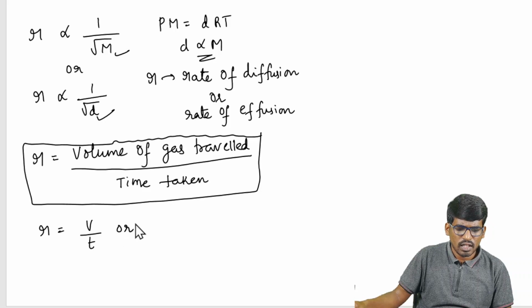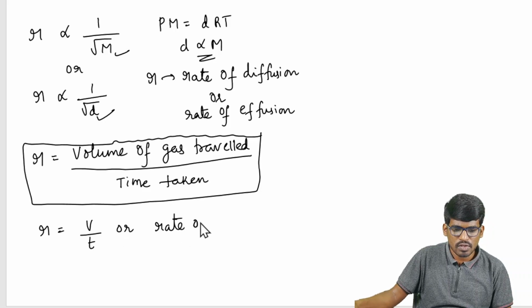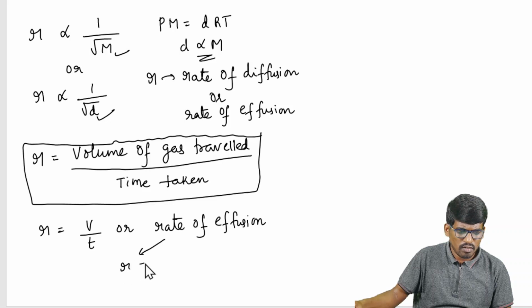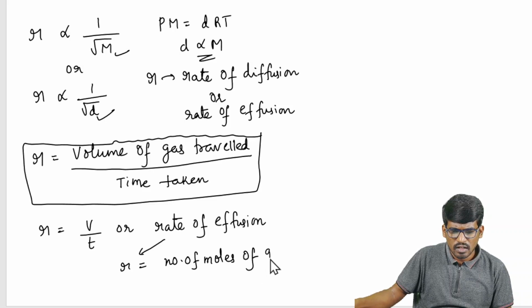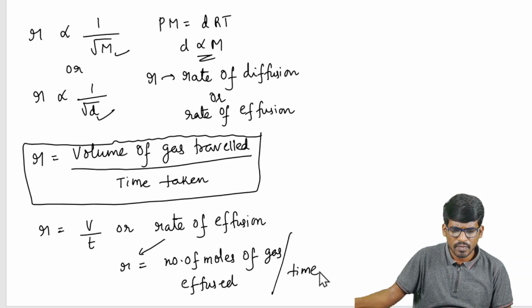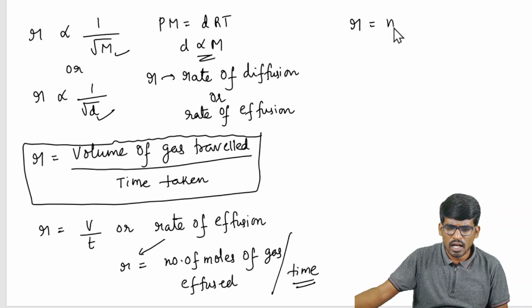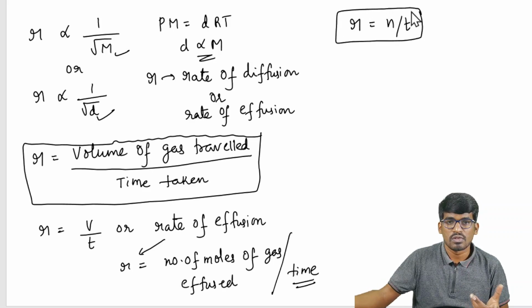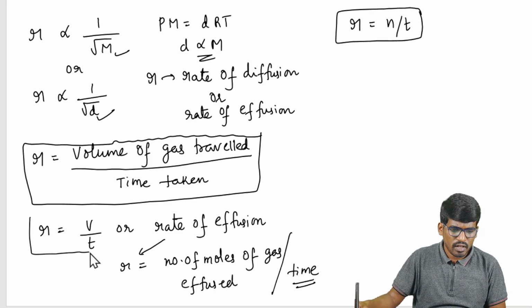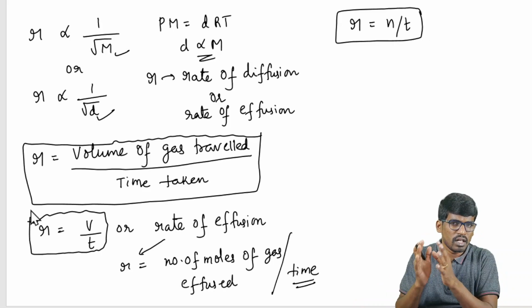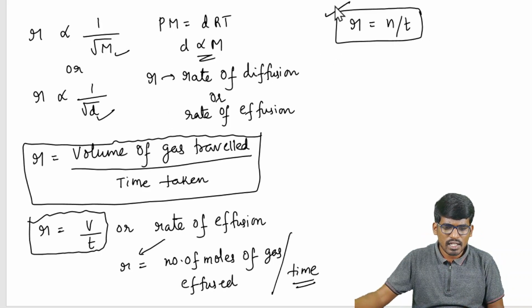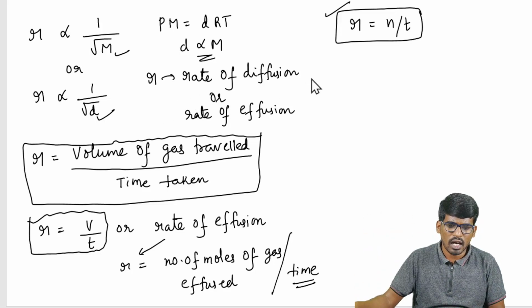Or else I can give it as rate of diffusion or effusion, of course. Rate of effusion, which is again R, is in turn equal to the number of moles of gas effused per unit time. Per unit time, how many moles of the gas is effused, that can also be taken. So I can write it as R is equal to N by T. That is also fine. Either you can take how much distance a gas is traveling per unit time as rate of diffusion, or else how many moles of the gas is effusing. R is equal to N by T.